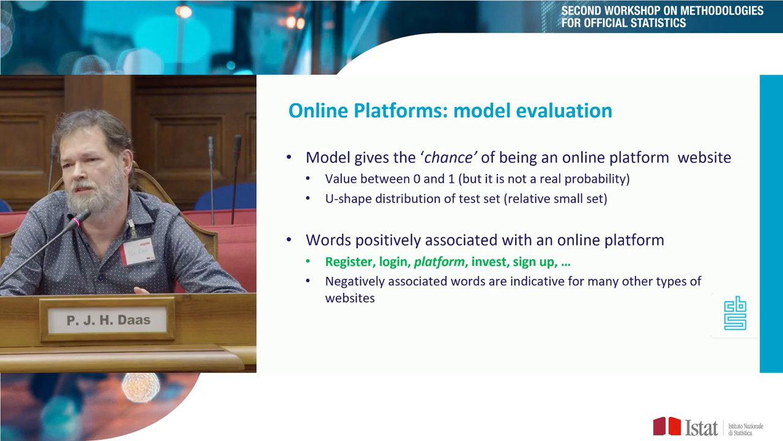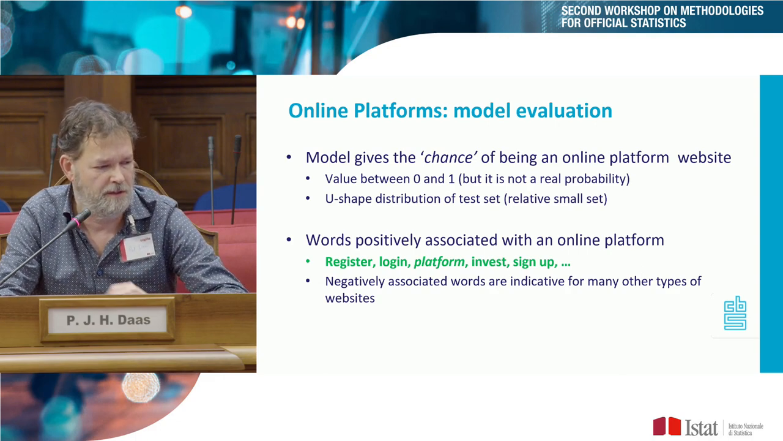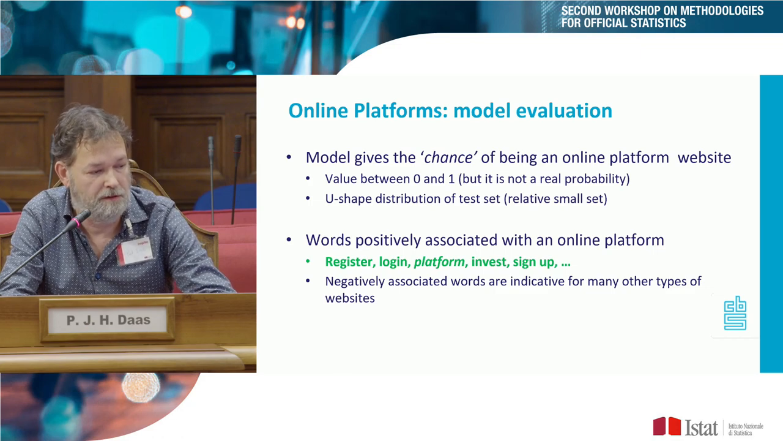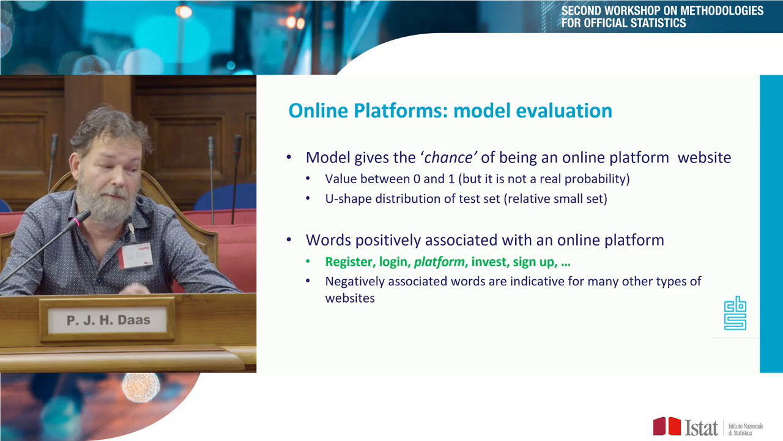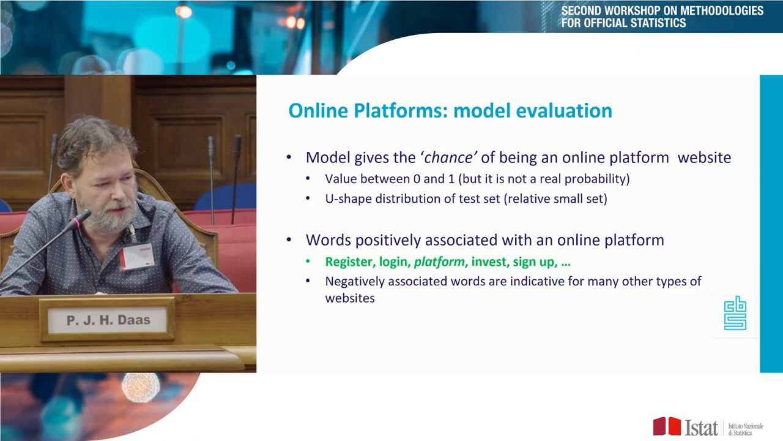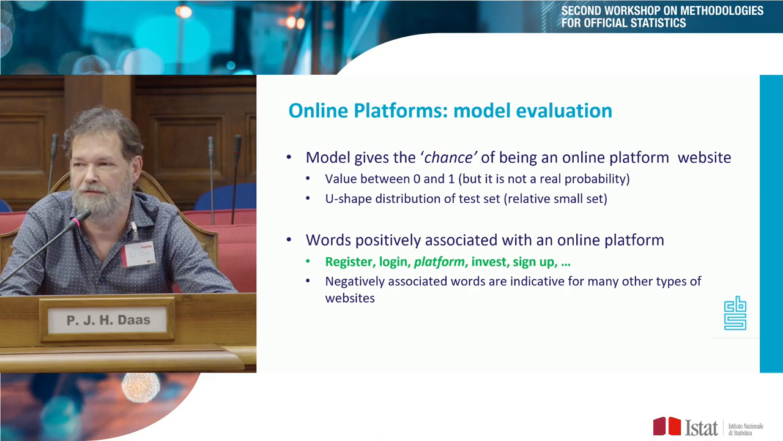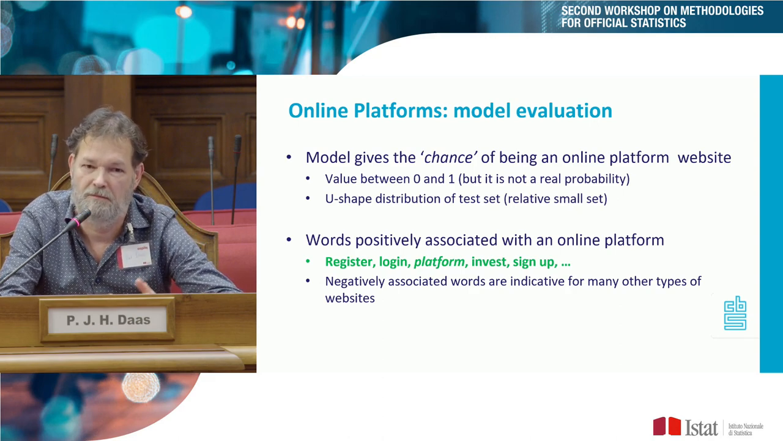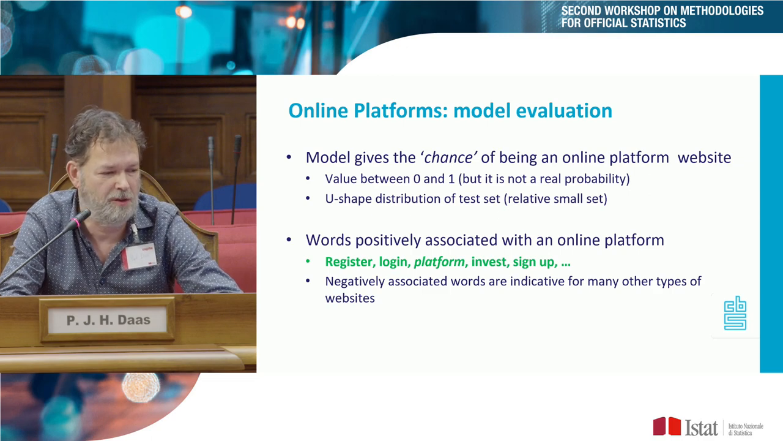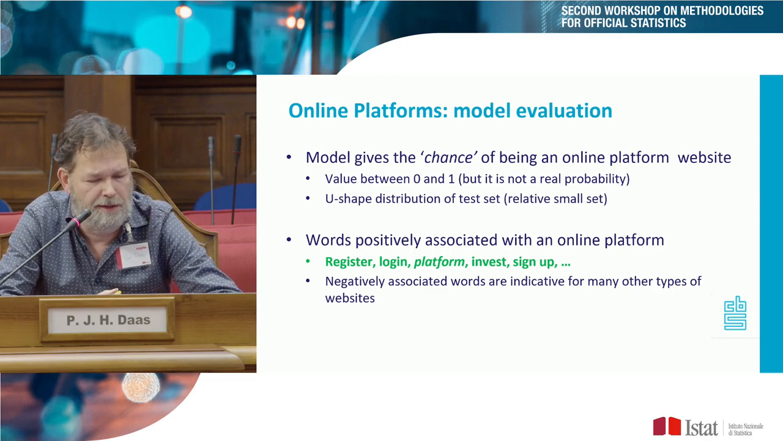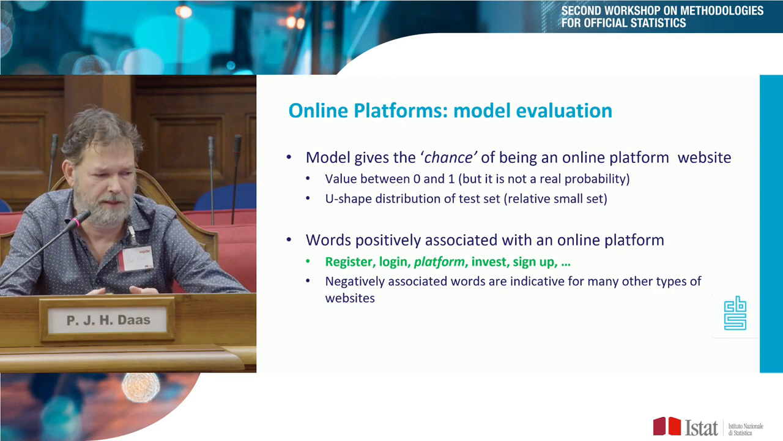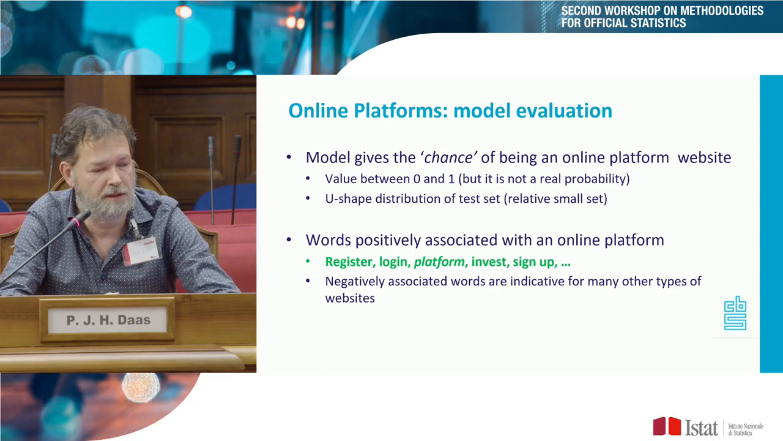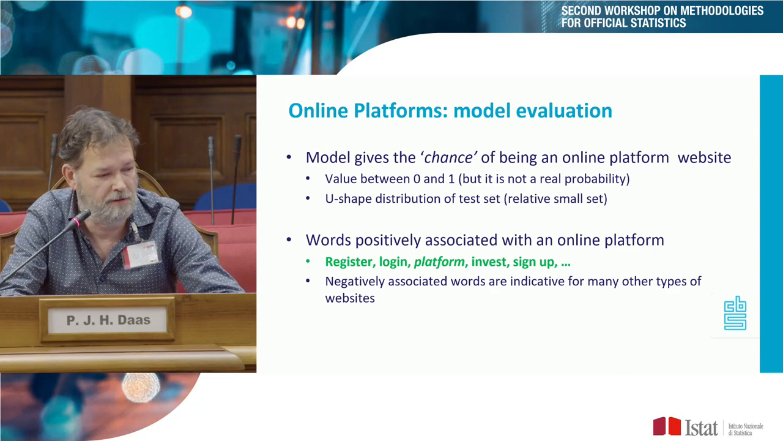We do a lot of these checks to see if the outcome of the model makes sense. Just common checks. Then we looked at words that are positively associated with the online platform, so the words with very positive coefficients. And that was fun because the first five words were register, login, the word platform, invest and sign up. So these suggest websites where you have to become a member, login, and the word platform. So it seems to indicate that the model is measuring something related to online platforms.